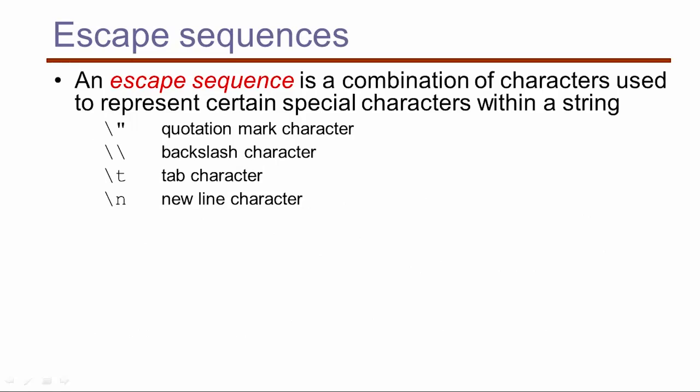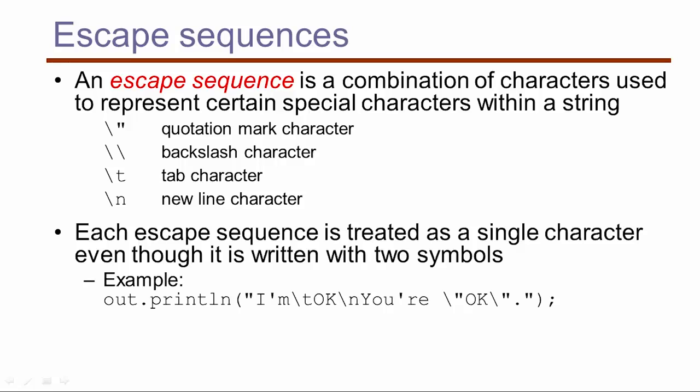Since the backslash character is our escape character, if you want to actually print a backslash character, it must be escaped by using two backslashes. The backslash T is the escape sequence for inserting a tab character into the string, and the backslash N is the escape sequence for inserting a new line character, which causes the following data to appear on the next line. Even though each escape sequence is two characters together, the compiler treats them as a single character.